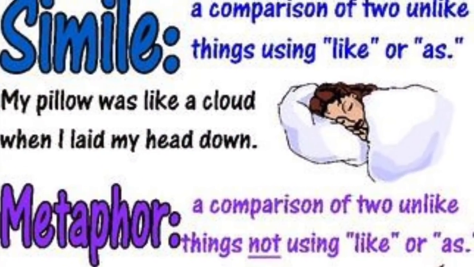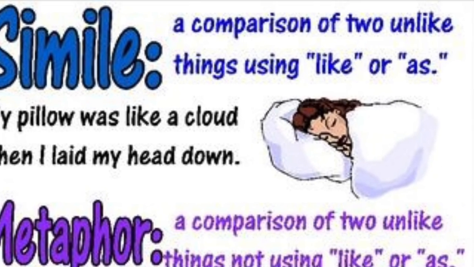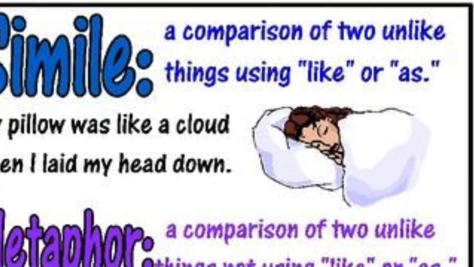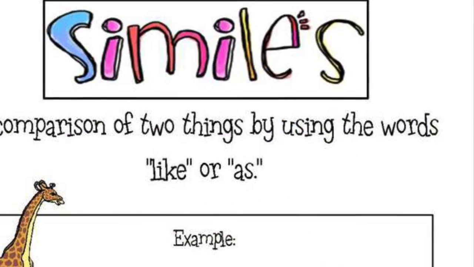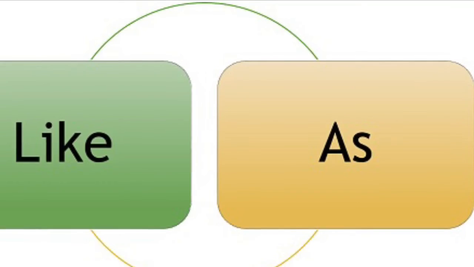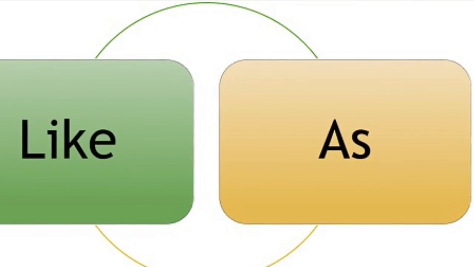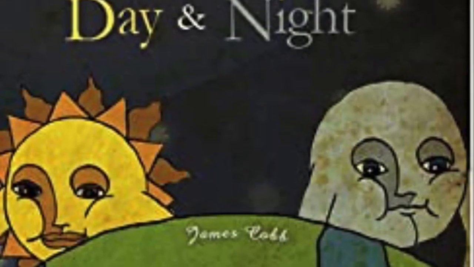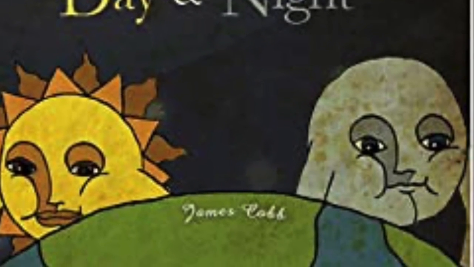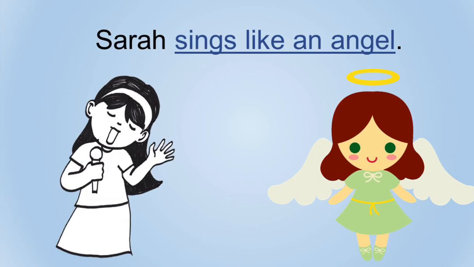Identifying similes and metaphors. Similes and metaphors are types of figurative language that compare two things. A simile uses the words like or as to compare. Here are some examples of similes. They are as different as night and day. He turned as white as a ghost. She sings like an angel.